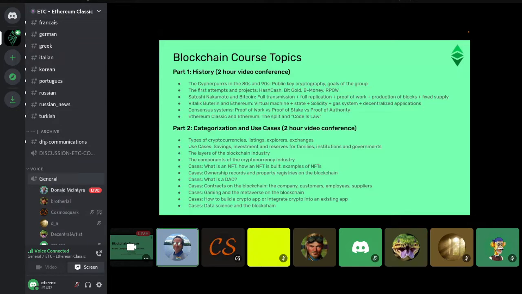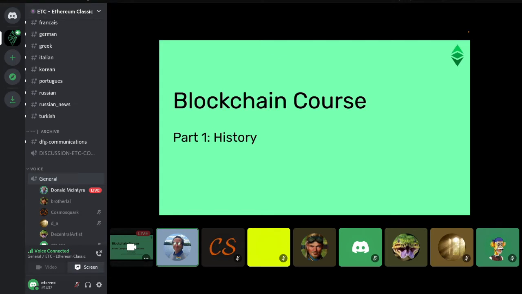The next part of the course is part 2. It's categorization and use cases, which is going to be on Wednesday at the same time. So this is the first part of the course. It's mainly for people who are just starting in crypto, who have heard about Bitcoin and Ethereum and NFTs and all these things, but don't know exactly what this is. That's the main audience for this course. But it may also have information for more advanced users who know more about the blockchain and the different types of blockchains. It may have information that is useful as well.